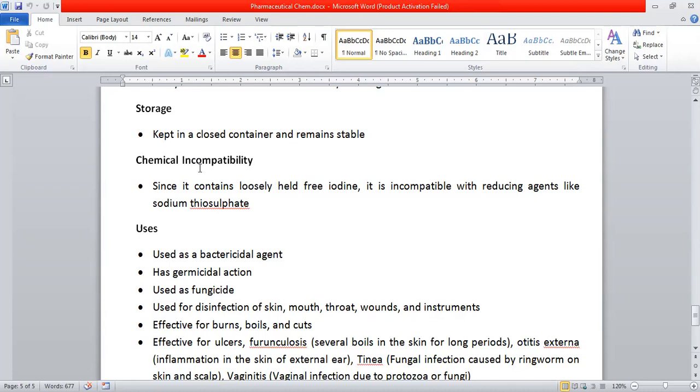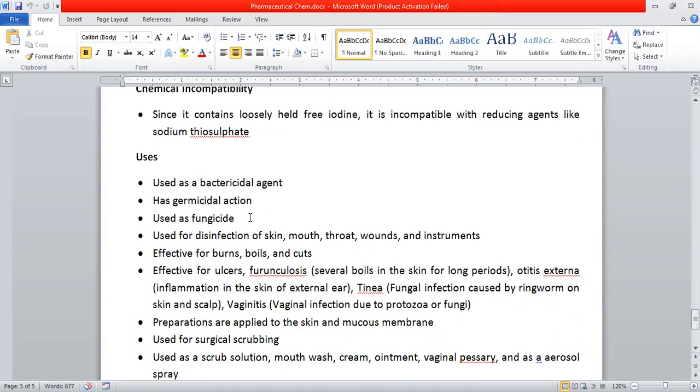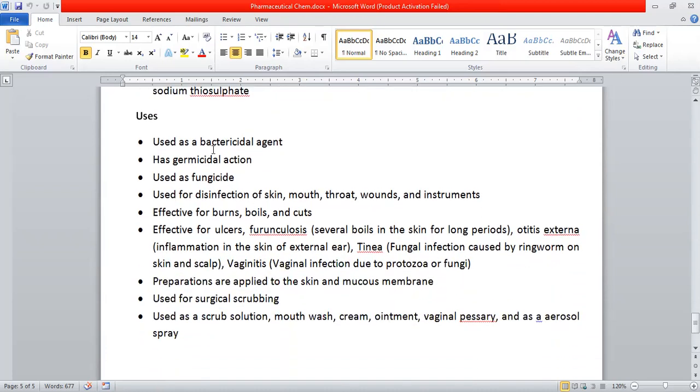Now, next, we will discuss about the chemical incompatibility. Since it contains loosely held free iodine, it is incompatible with the reducing agents like sodium thiosulfate. Uses, it is used as a bactericidal agent, as a germicidal agent, as a fungicide. It is also used as a disinfectant. So it is used for the disinfection of skin, mouth, throat, wounds, and instruments. It is also effective for burns, boils, and cuts.